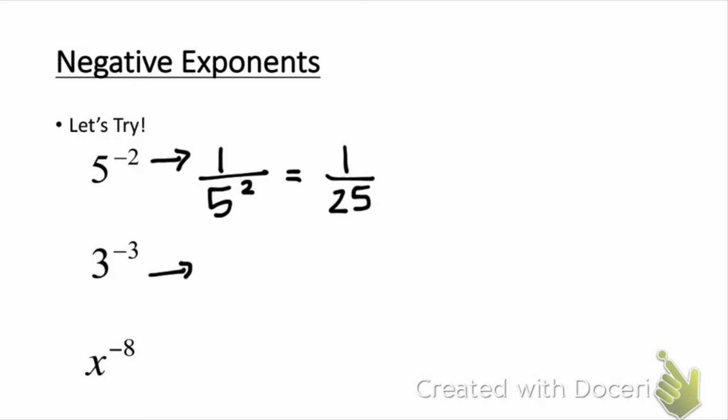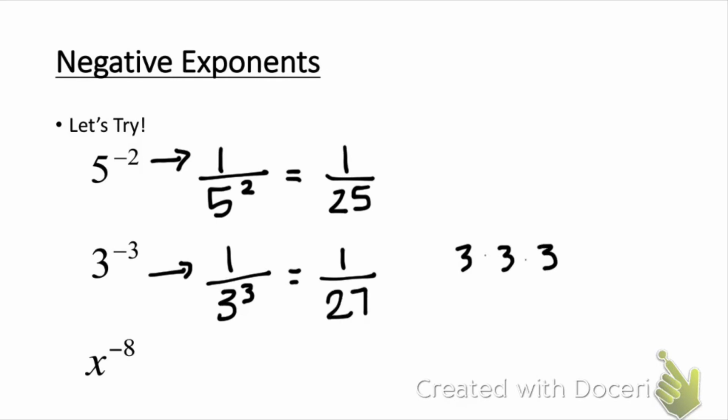3 to the negative third. Think about how you could rewrite this. It's going to be rewritten as 1 over 3 cubed. What is that equal to? That's equal to 1 over 3 times 3 times 3, which is 27. So this is equal to 1/27.